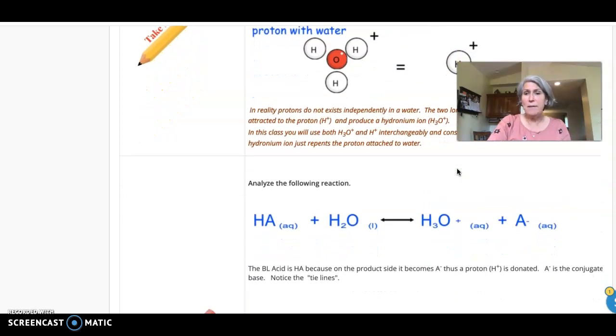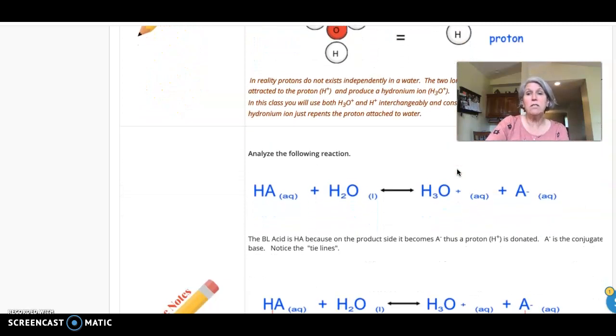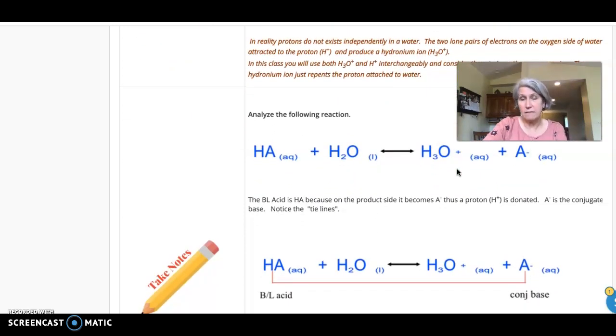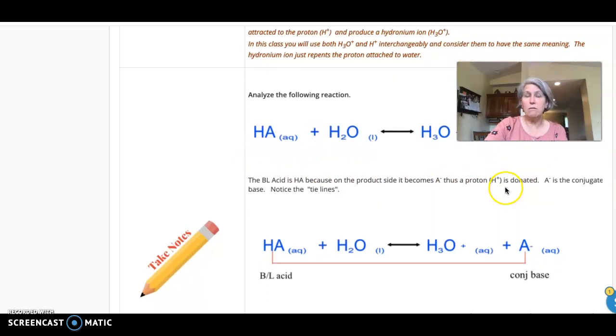Okay? The bigger part of what you need to understand about this lesson is that when you're given an acid, and this is a generic equation for an acid where A is a generic anion, you know it's an acid because there's an H here. But what you also really have to do is analyze the reaction. Notice the HA becomes an A minus, and we literally put a tie line there.